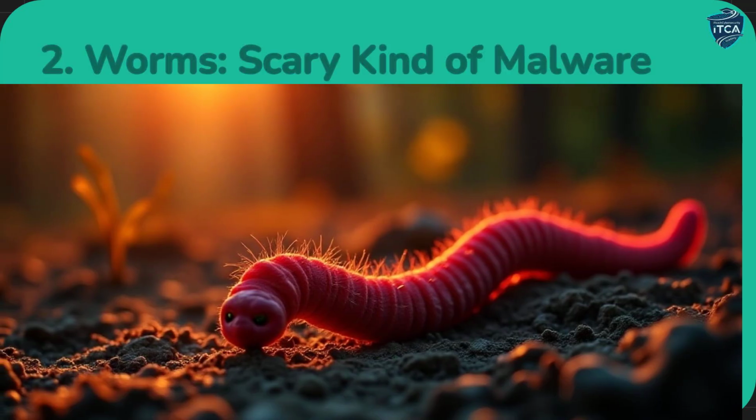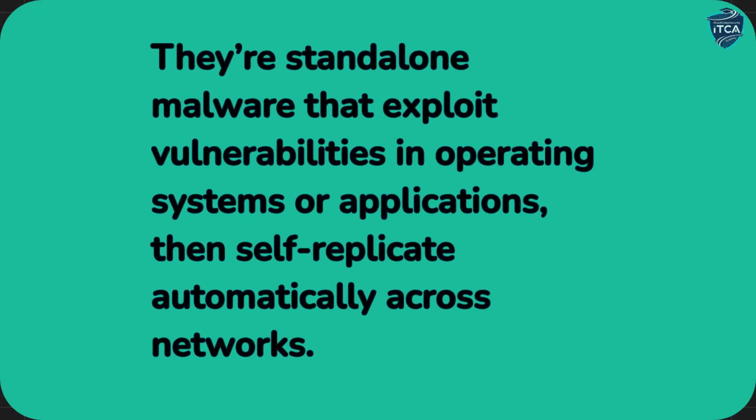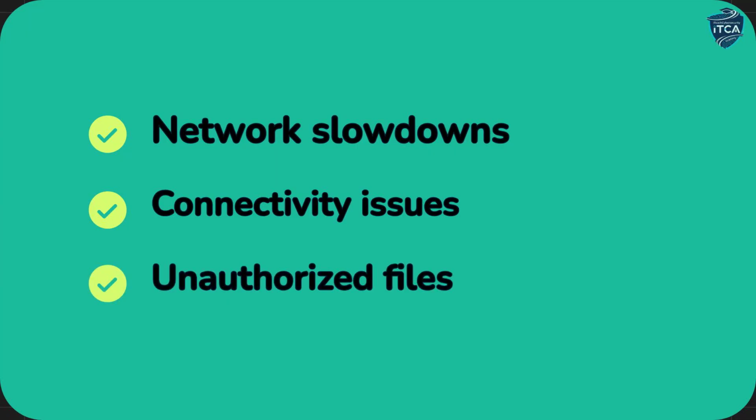Let's move on to worms, a different kind of malware with a scary ability. Unlike viruses, worms don't need human help to spread. They're standalone malware that exploit vulnerabilities in operating systems or applications, then self-replicate automatically across networks. Some common signs include sudden network slowdowns, unexplained connectivity issues, or multiple unauthorized files popping up on shared network drives.